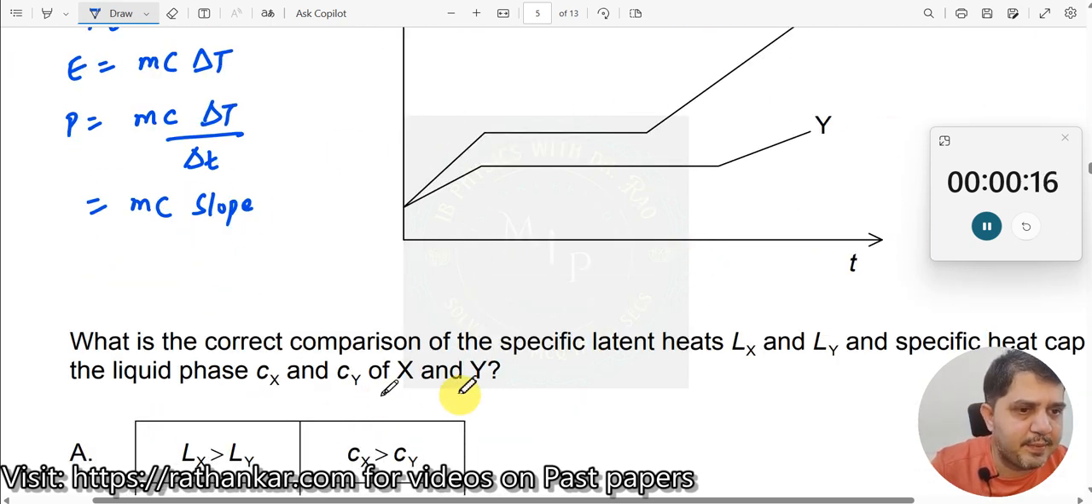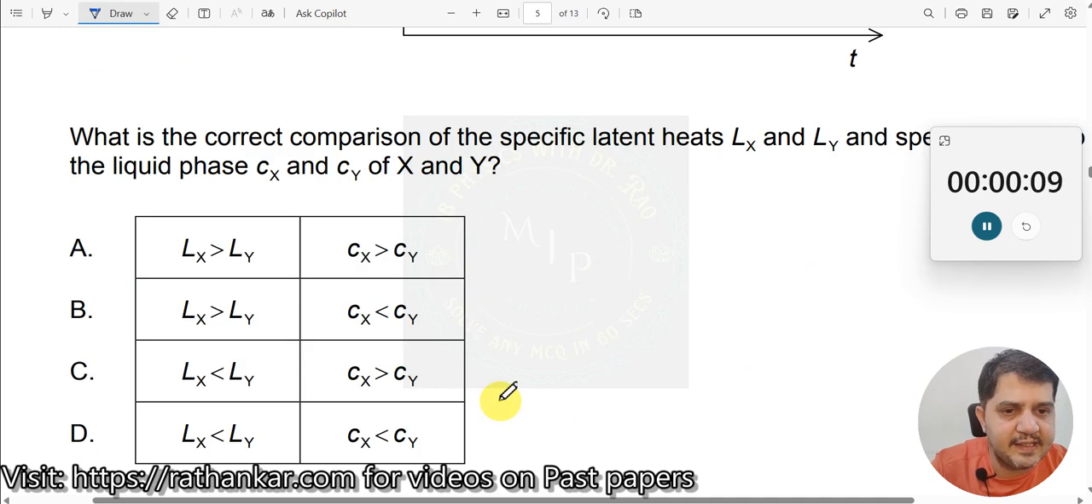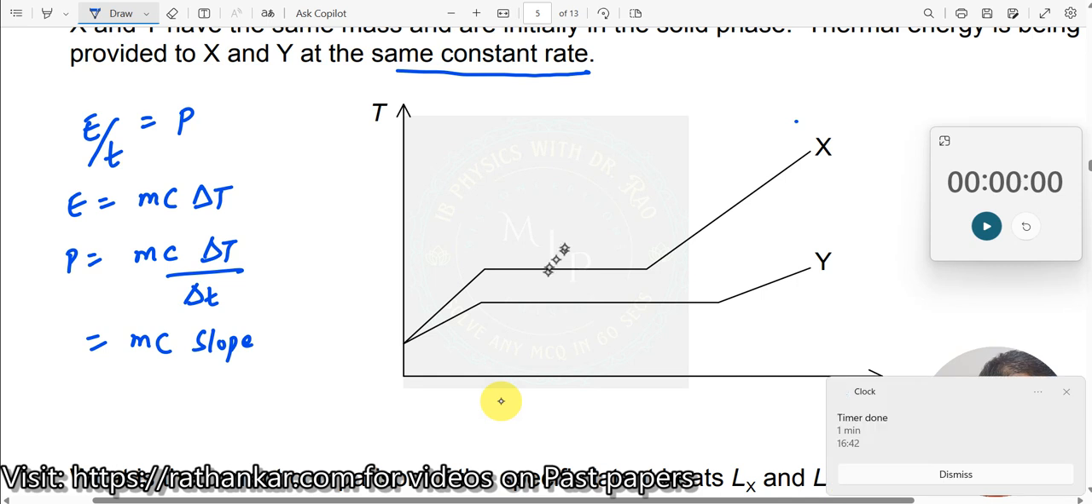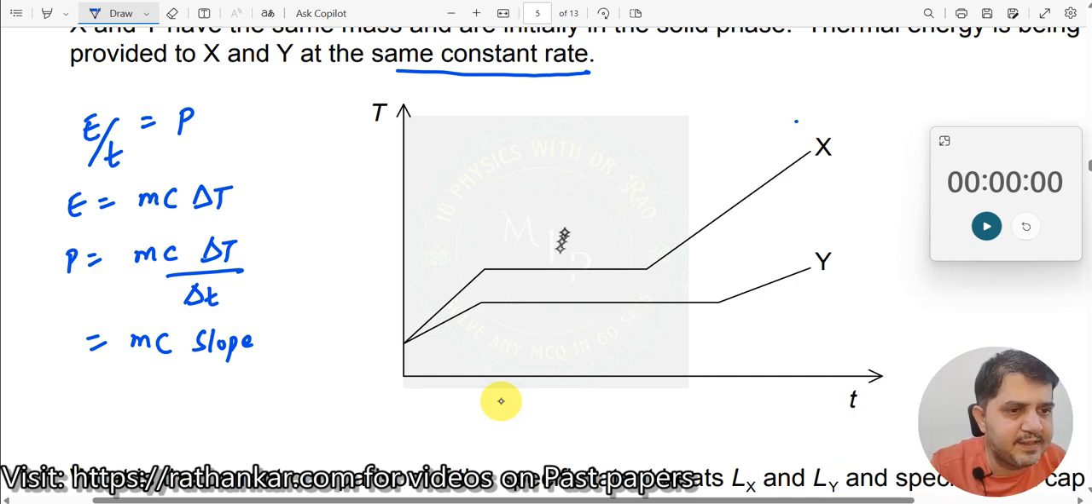What are the correct comparisons of the latent heats Lx and Ly and the specific heat capacity of phase Cx and Cy? Now, Lx and Ly. Where do we get Lx and Ly? Lx and Ly is obtained whenever the temperature is constant. Where is temperature constant? Here and here. Now, you see, this line is shorter as compared to this line. So, therefore, we can always say that this is Lx, and if this is Ly, Ly is greater than Lx.